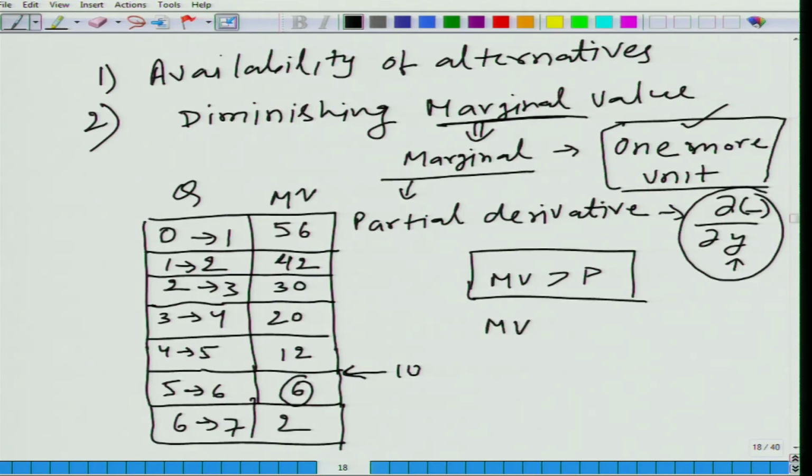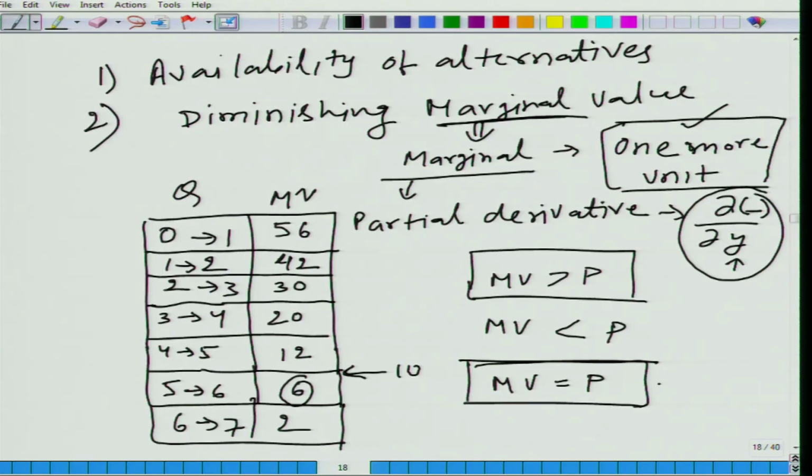How about when marginal value is less than P? You will not buy. So when will you stop buying? When marginal value is equal to P. So this equation will give you how many units of banana you will buy.